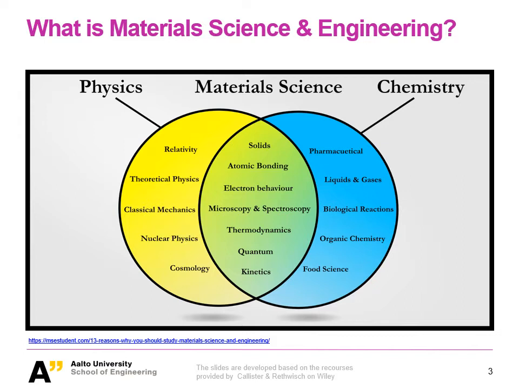If you just look at the few keywords listed here, you can see solids, atomic bonding, electron behavior. These are all things we have been talking about, right? Microscope, thermodynamics. We didn't talk in detail, but we scratched the surface a little. We didn't talk too much about quantum, so that is very slight knowledge when we were talking about atomic structure. Kinetics is always there.